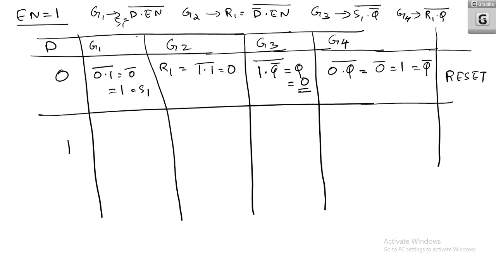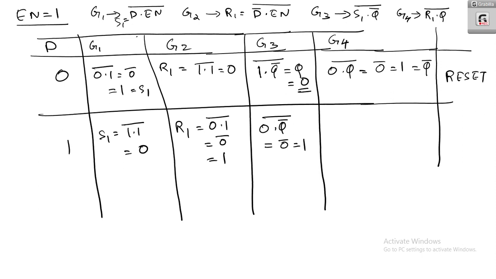That is the next question. When D is equal to 1, what happens? First case, the output of G1, that is S1. S1 will be equal to 1 dot enable, that is (1 dot 1) the whole bar. That is equal to 0. Now what is R1? R1 is D bar, that is (0 dot 1) the whole bar. That is 0 bar, that is equal to 1. Now coming to G3, that is S1 dot Q bar, that is (0 dot Q bar) the whole bar. That is 0 bar, that is equal to 1.